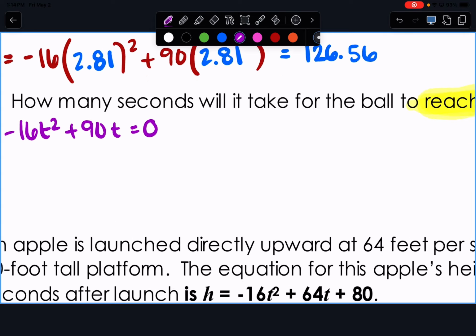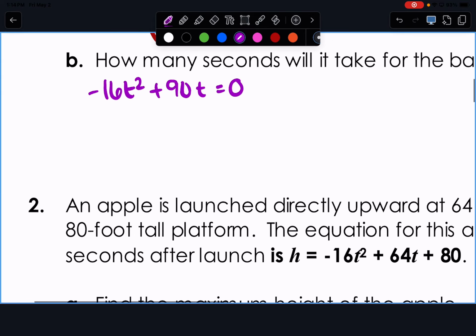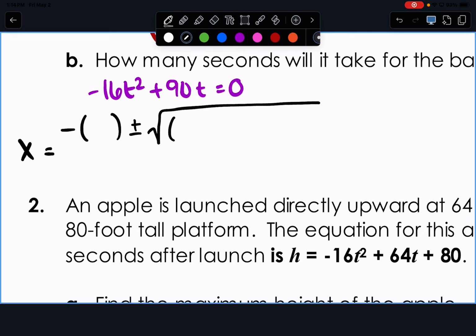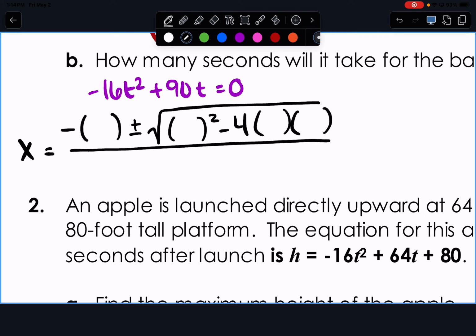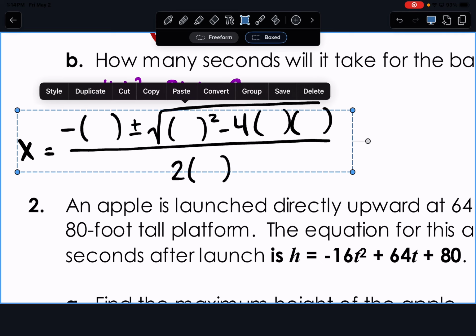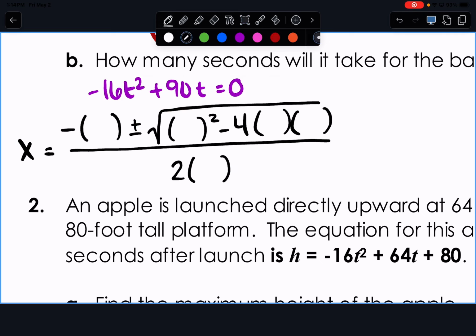Indeed. All right, so for this one, let's go ahead and set up our quadratic formula. So we're going to have x is equal to negative b plus or minus the square root of b squared minus 4 times a times c, all over 2a. And then we are going to plug into this. So what should I plug in first? 90. So we get negative 90 plus or minus the square root of 90 squared minus 4 times negative 16 times 0, divided by 2 times negative 16.